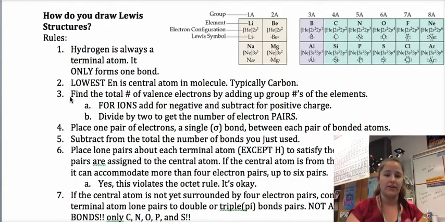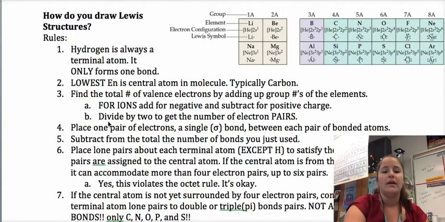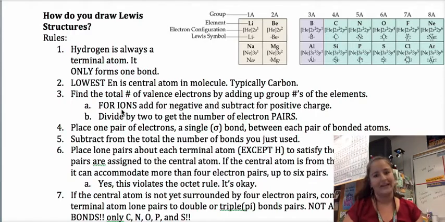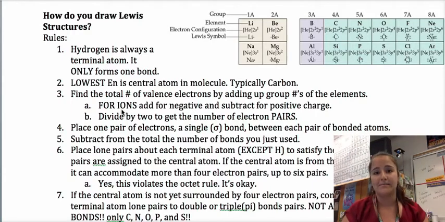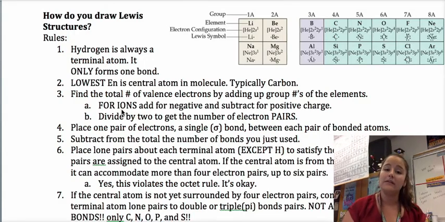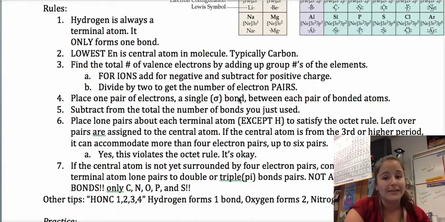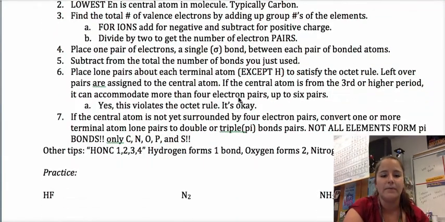Remember, you can tell the number of valence electrons by the group number. If it is an ion, if it's negative, that means it has more electrons. Gained electrons become negative. Okay, so you would add some extra electrons. If it's a positively charged ion, you would subtract some electrons. You always start with single bonds, or sigma bonds, between each pair.